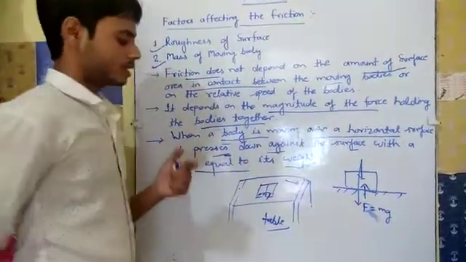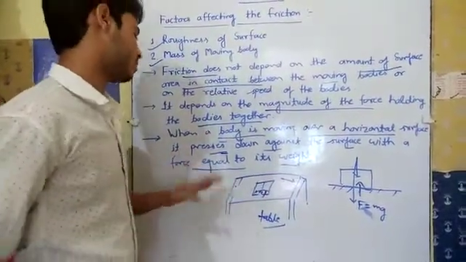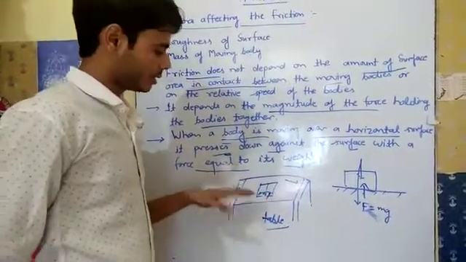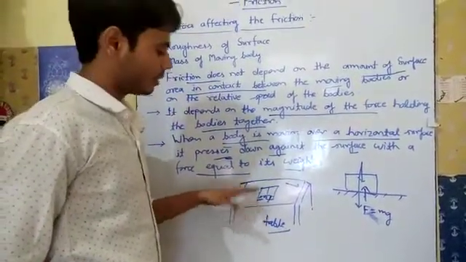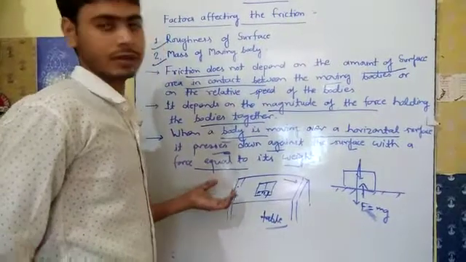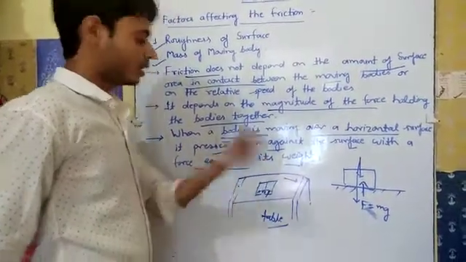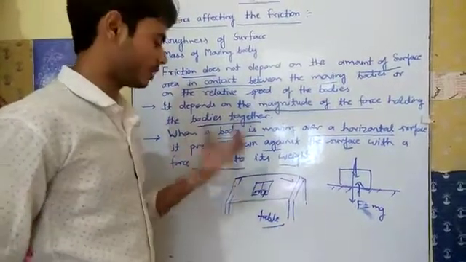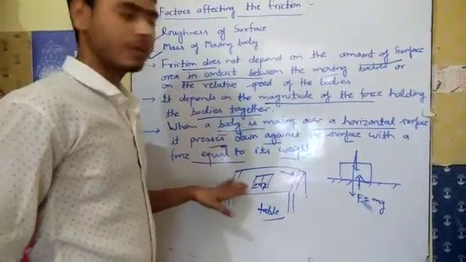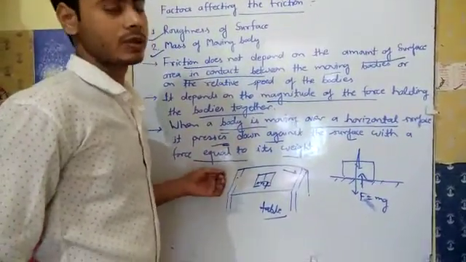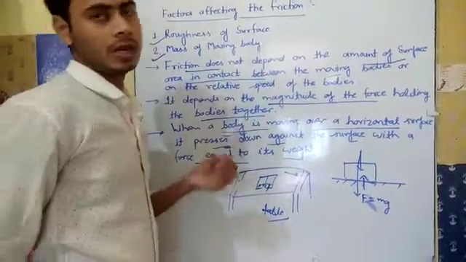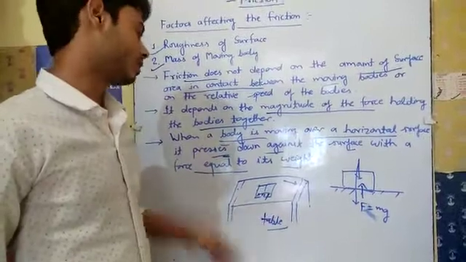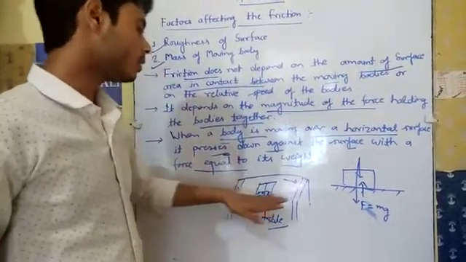So why does this happen? Sorry, when we place the membrane, then the friction becomes less, and when we do not place the membrane, then the friction becomes more. So we apply more force in comparison to when we place the membrane on the table.